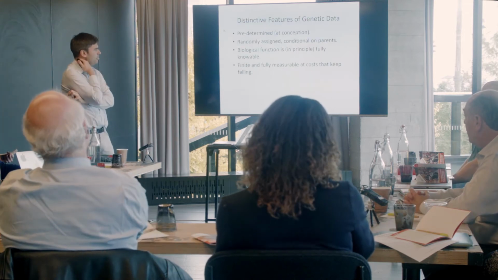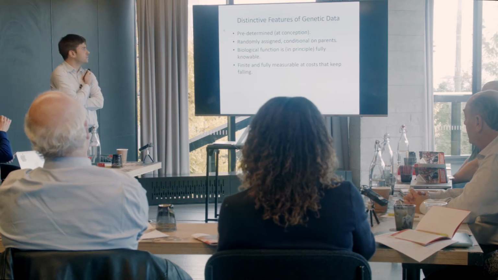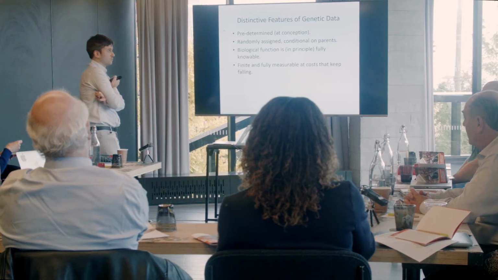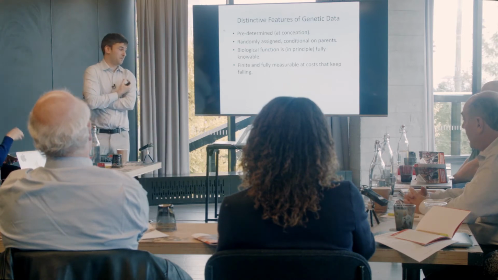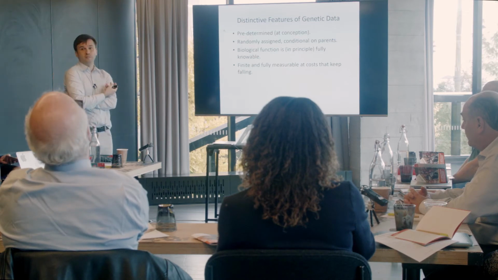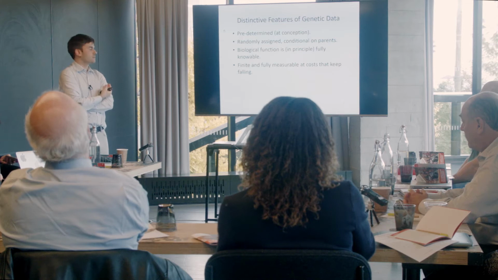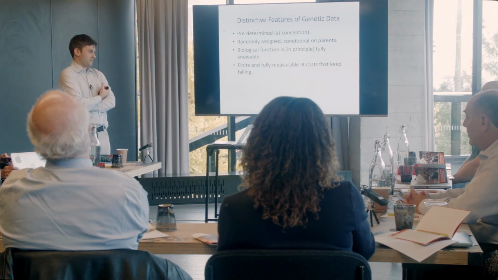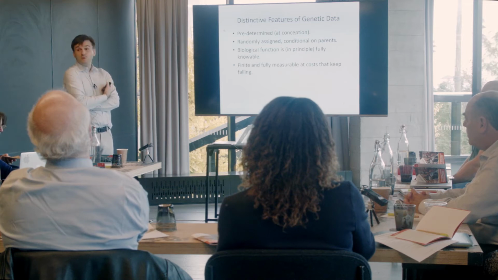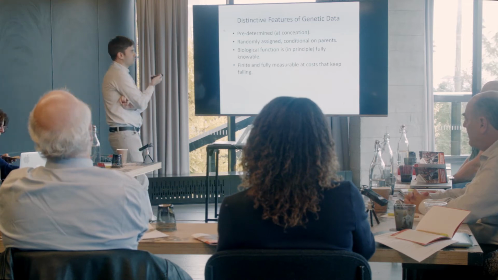Okay. So genetic data has a number of distinctive features. One of them is that they're predetermined at conception. That's going to turn out to be useful in certain settings. For example, if you collect a biological specimen from a 3-month-old infant and genotype the infant, you're going to get near identical results to the ones you would get if you collected it when this infant has turned into a 90-year-old. The genotypes are randomly assigned, conditional on parents, at least at conception.